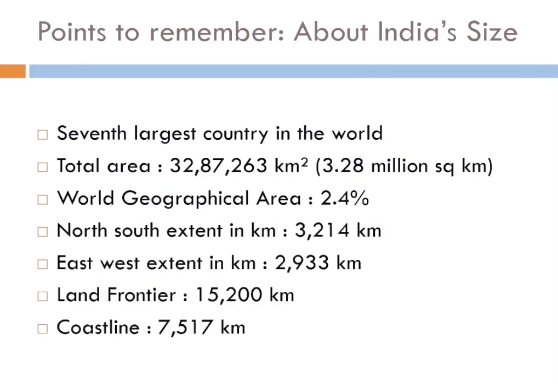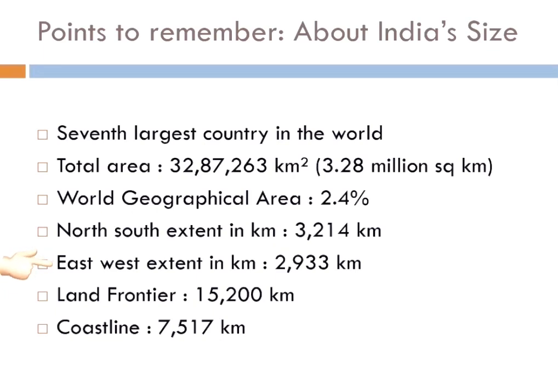Thus, if I am summarizing the topic for the size of India, I need to keep these pointers in mind. Firstly, India stands to be the 7th largest country of the world in regard to its area. Yes. The total area of India accounts to be 3.28 million square kilometers. The world geographical area that India occupies with reference to the other countries is 2.4% of the world geographical area. The northern to southern extension accounts to be 3,214 kilometers, whereas the eastern to western extension accounts to be 2,933 kilometers of length.